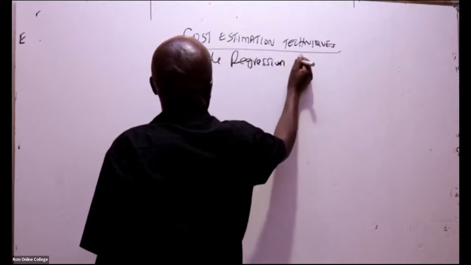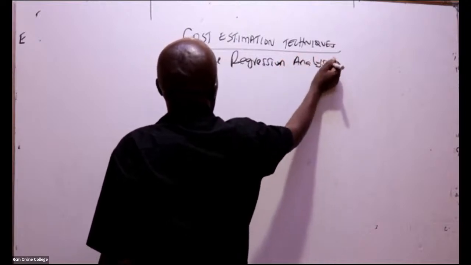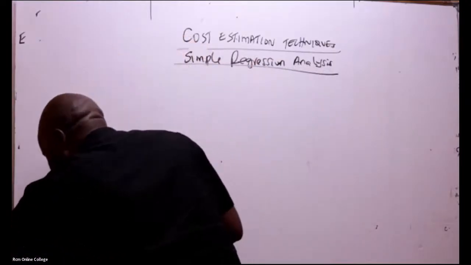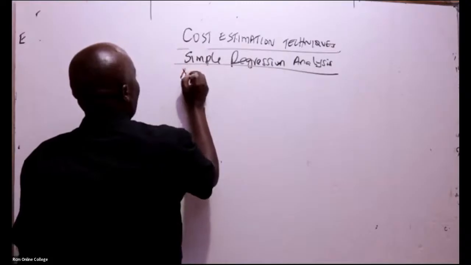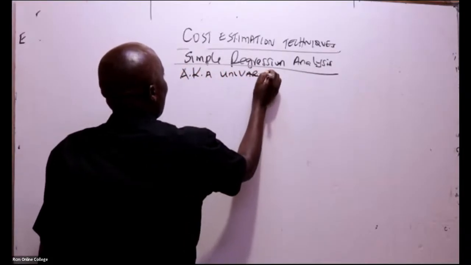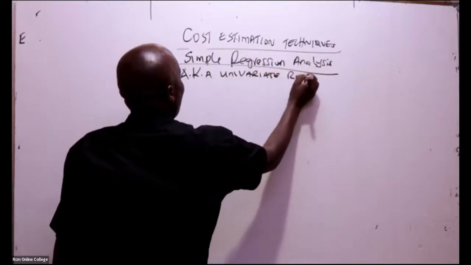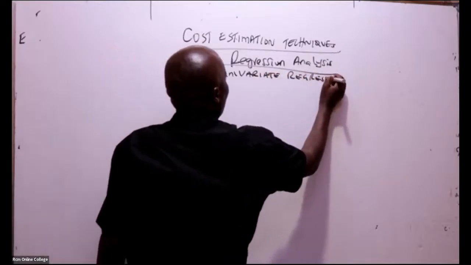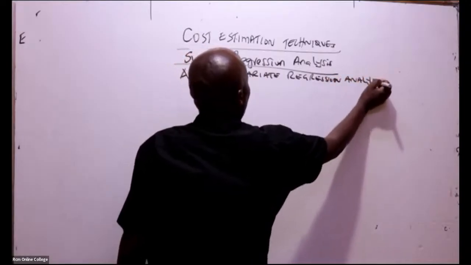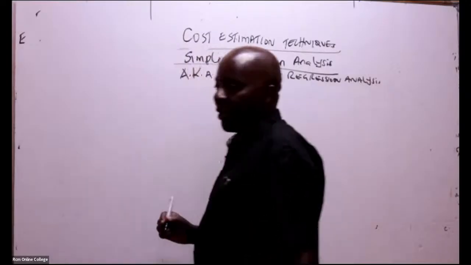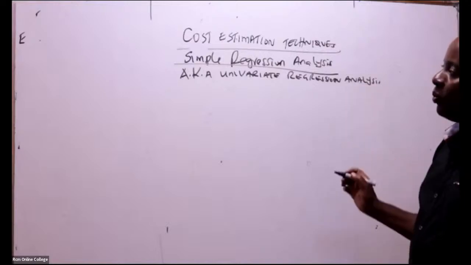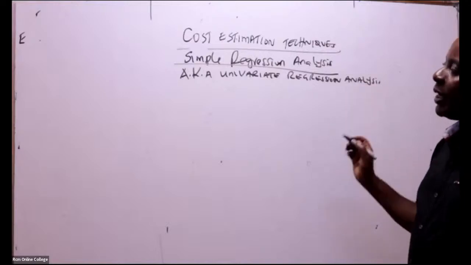Simple regression analysis. Remember that this is also known as univariate regression analysis. Univariate regression analysis. Uni means what here? Uni means, ladies and gentlemen, one variable, one predictor variable.